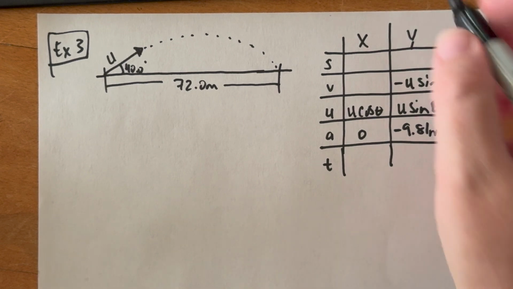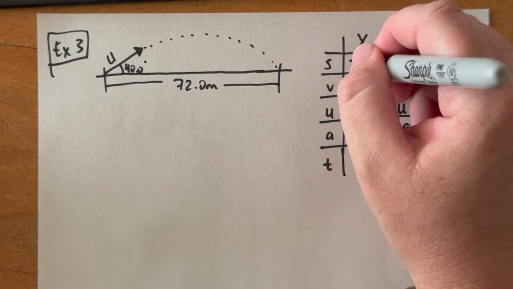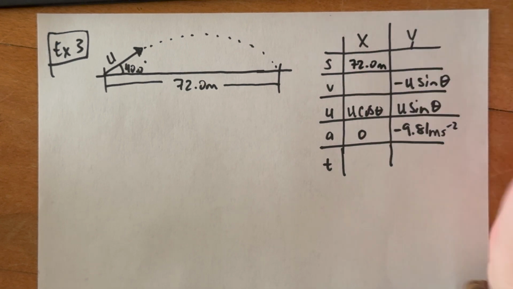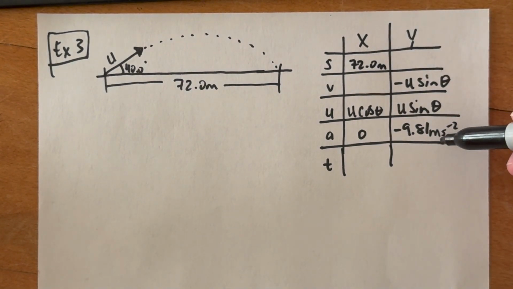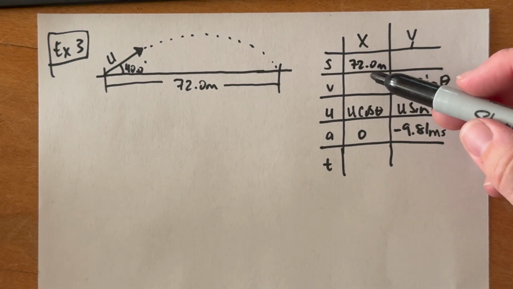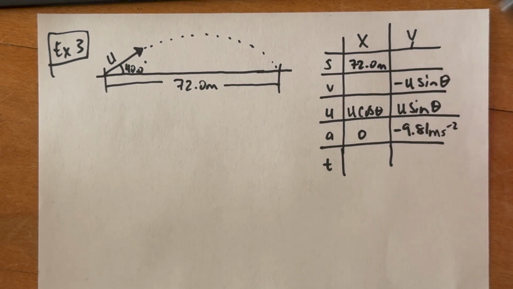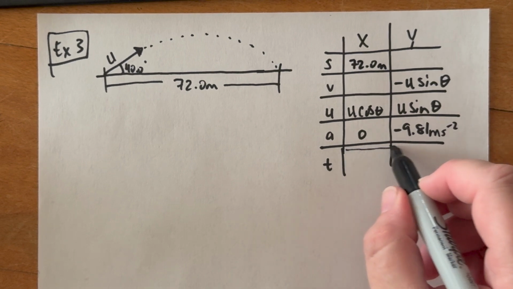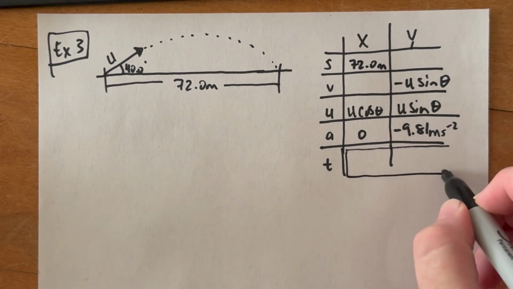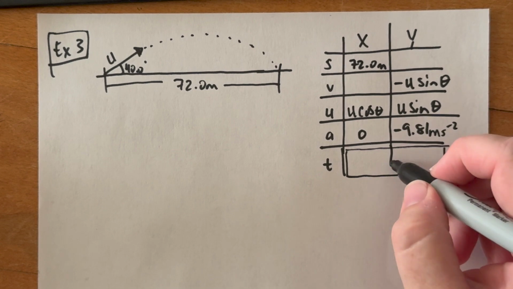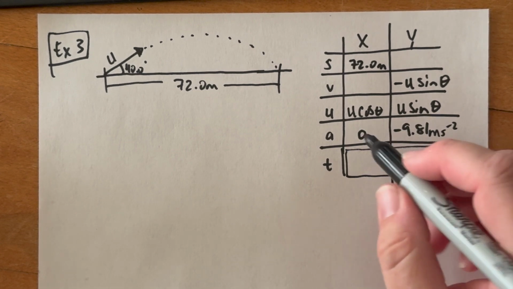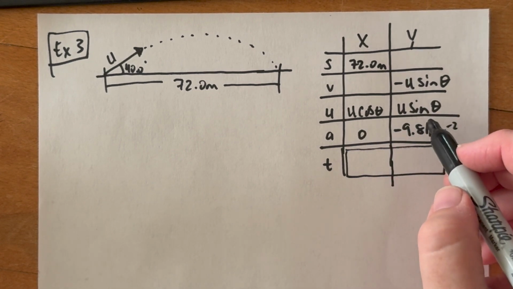The only other piece that we know is that it lands 72.0 meters away in the X direction. Now, I don't have enough information here to solve for time, and I don't have enough information here to solve for time. What we do know is that time is the same in both directions. So we need to use that along with what we do have to figure out what's going on.